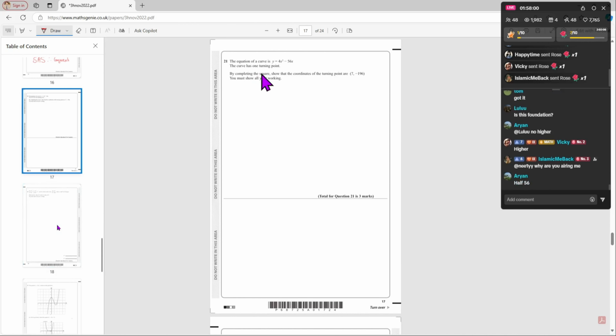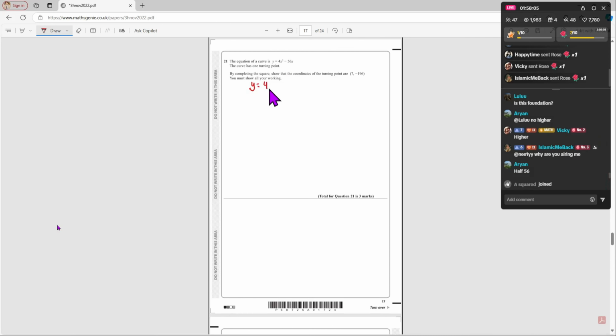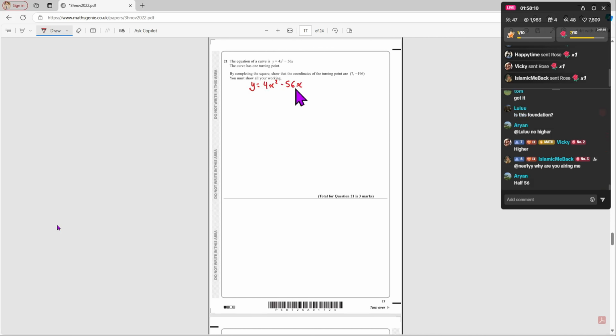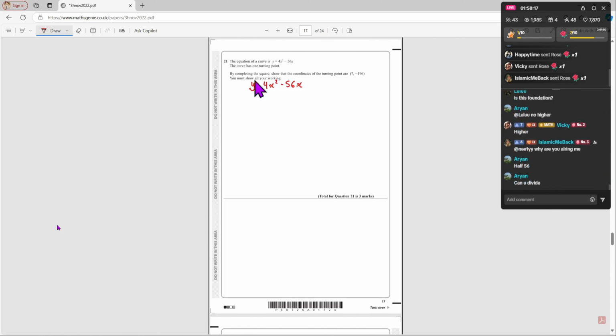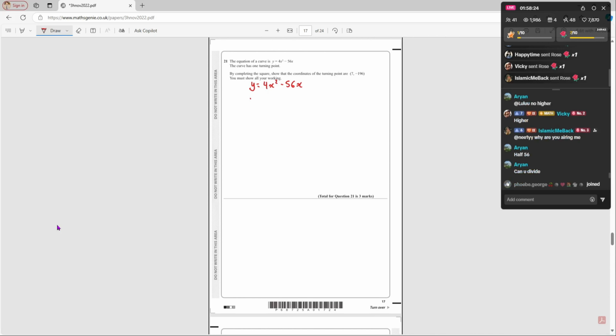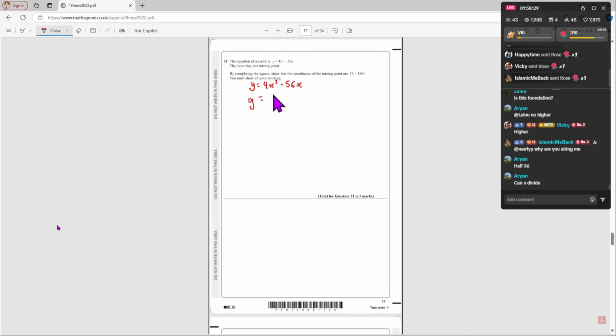So the first thing you would have to do is that we have a coefficient. We know y is equal to 4x squared minus 56x. We have a coefficient in front of our x squared. So we have to divide by 4, first of all. Actually, we're not going to divide by 4. We're going to factorize out the 4. You cannot divide, you have to factorize out the 4. So it's going to be y is equal to 4, then x squared minus 56x.